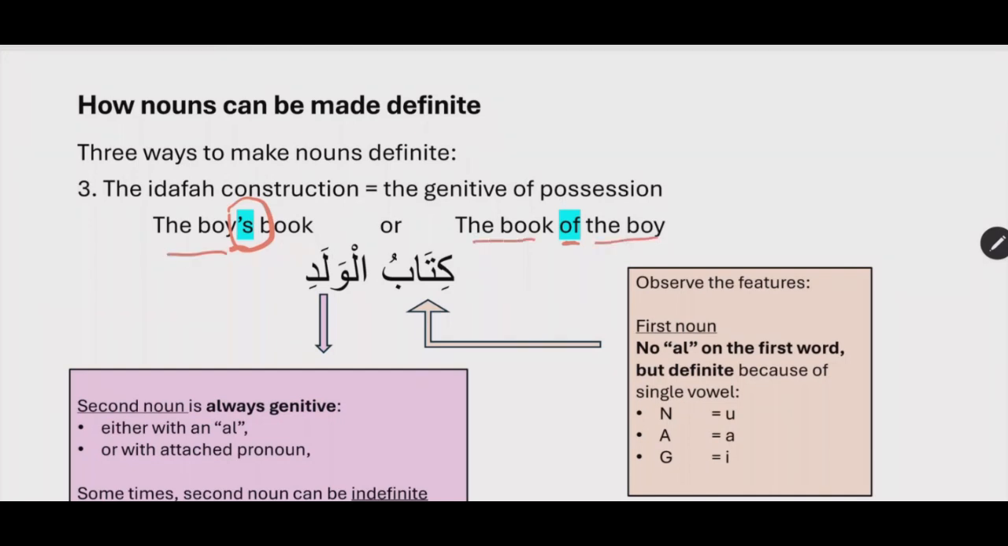If you turn the words around, you can say the book of the boy. Here you're saying the boy's book, right? The book belonging to the boy. So in Arabic, we don't have this version of an apostrophe S. We have to do it in this format here, which is the idafa construction.